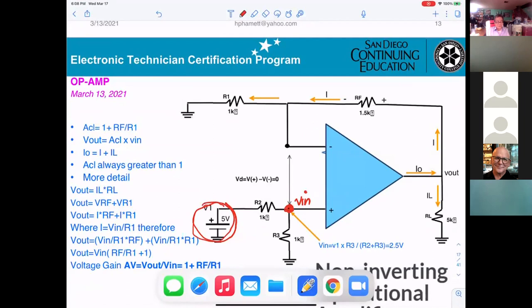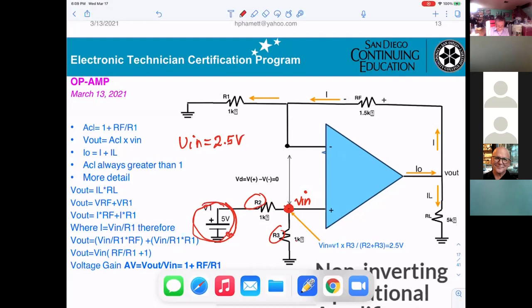So how do we calculate the voltage at this point, V in? You know that this resistor and this resistor form a voltage divider. If they get a 1K and a 1K, automatically I know it is half of 5 volts, so 2.5. So 2.5 is the input voltage, correct? Right. It must be connected directly to the positive. This guy is not connected to the positive.